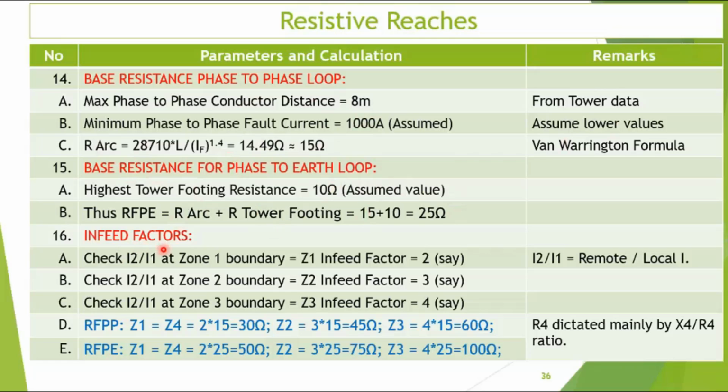Now what do we mean by infeed factors? I shared this infeed factor in the previous video. What we actually do is, at the zone 1 boundary, we check the remote bus fault contribution divided by the local bus fault contribution. That means at the 80% level, and there we find, let us say, this is 2 times. It should be more than 2. Usually it is always more than 2, but 2 is an okay factor. We have to balance other things also.